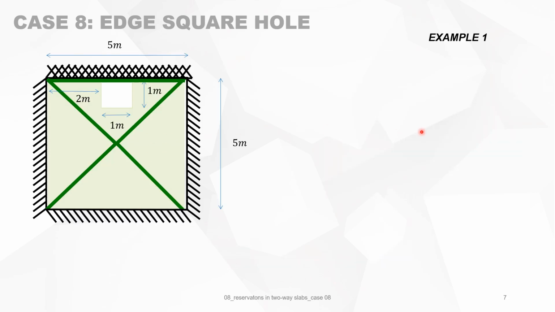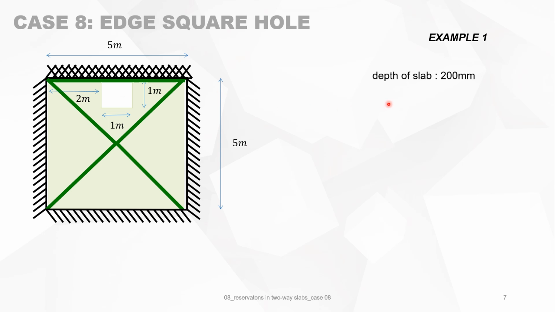Let's give you an example. Let's suppose we have a square slab fixed at one side and simply supported at the others, and we have a reservation of 1 by 1 meter at a distance of 2 meters. Of course, the yield line is interrupted at the level of the reservation.